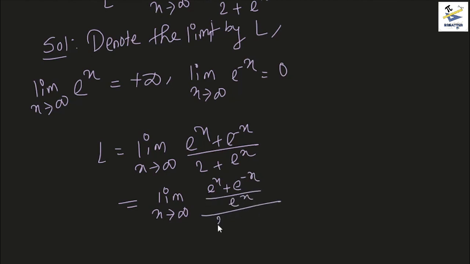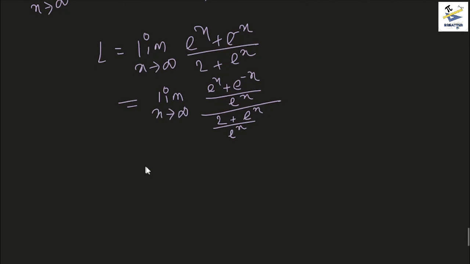And in the denominator as well, like this, right? Completing the division, we get something like this. So e to the power x by e to the power x would be 1, and this should be e to the power minus 2x. Similarly, it should be 2 e to the power minus x plus 1, right?